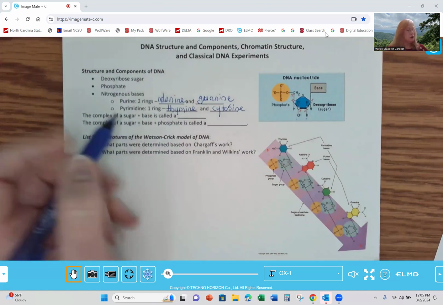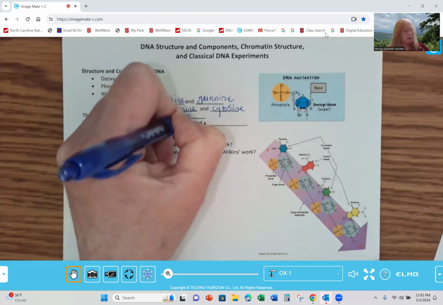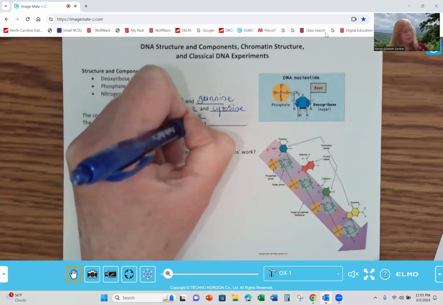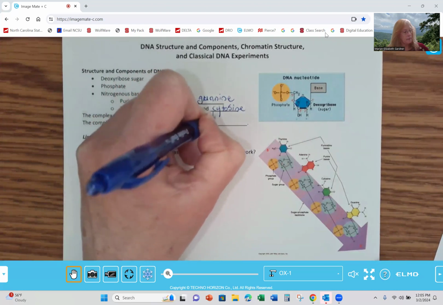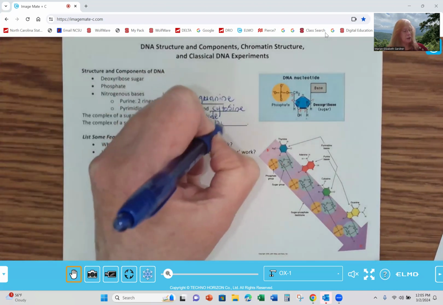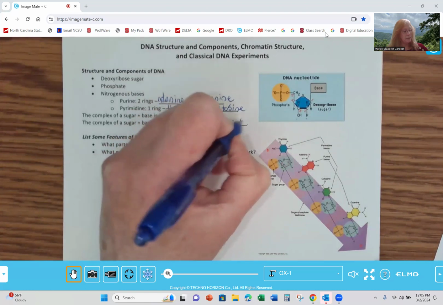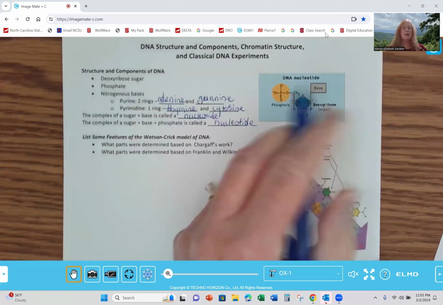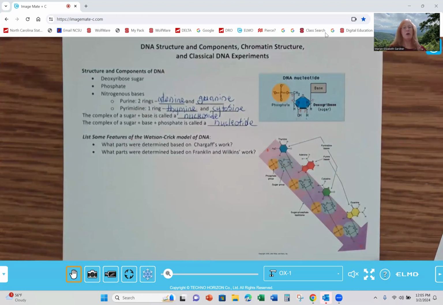A complex of a sugar and base is a nucleoside, and the complex of the sugar, base, and phosphate is the nucleotide. And we've already talked about how that is constructed.